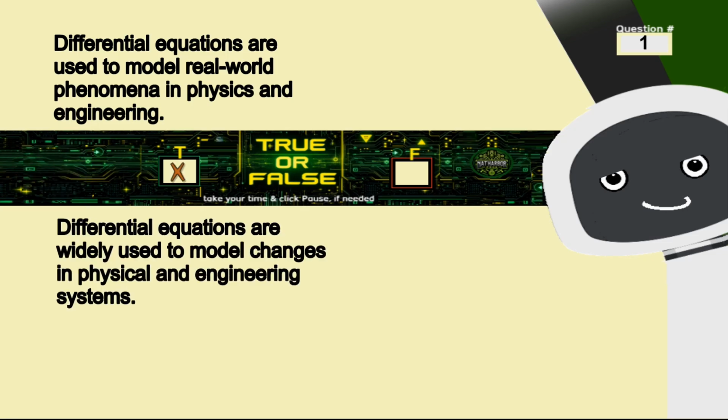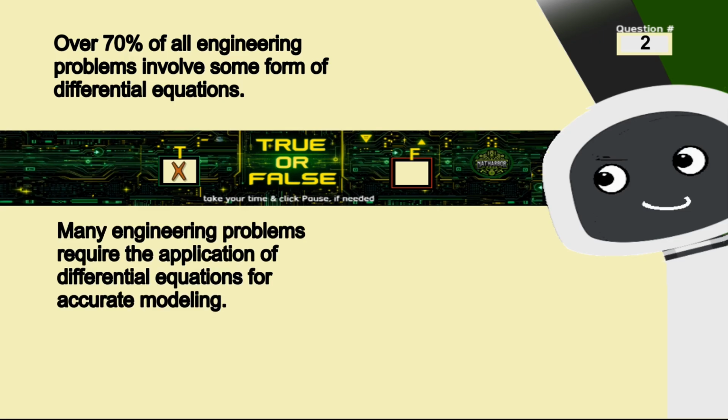True or false? Differential equations are used to model real-world phenomena in physics and engineering. That's true. Differential equations are widely used to model changes in physical and engineering systems. True or false? Over 70% of all engineering problems involve some form of differential equations. That's true. Many engineering problems require the application of differential equations for accurate modeling.